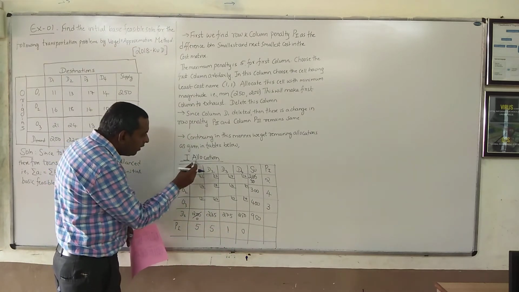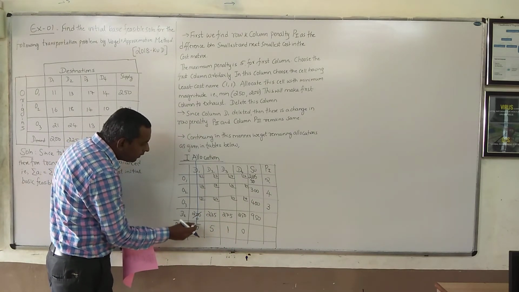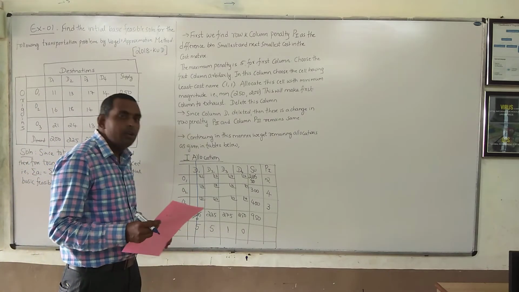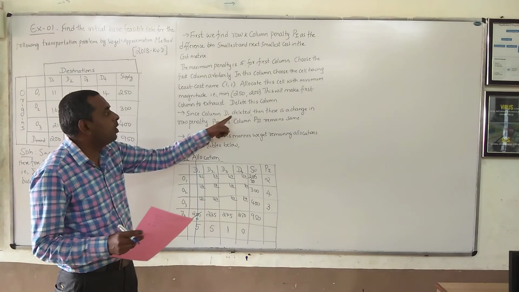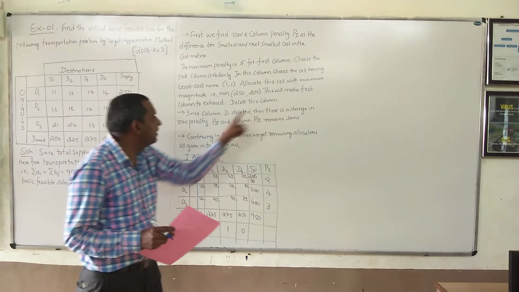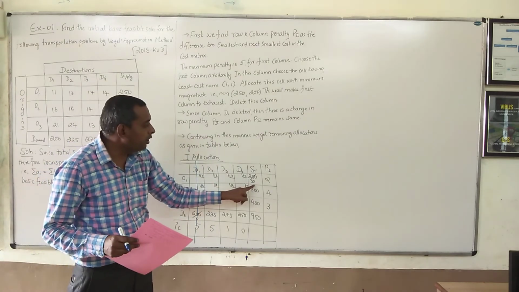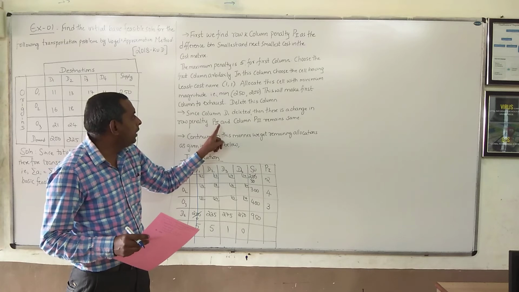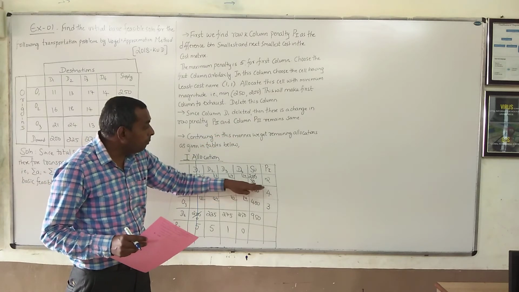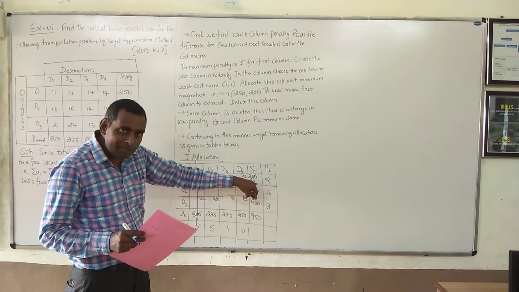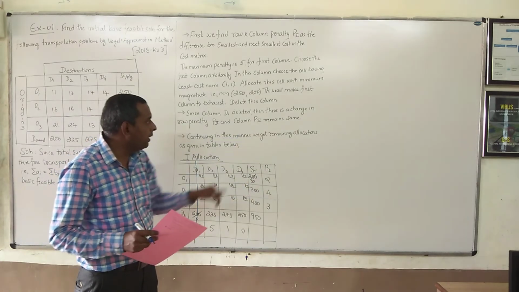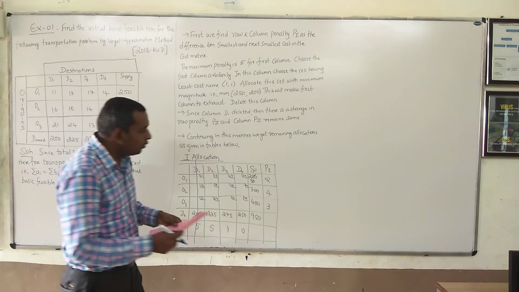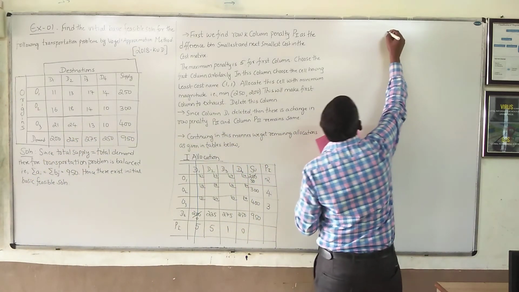So what I do here is remove this, so this column is deleted. Since column D1 is deleted, there is a change in the row penalty. It has become 50 now. So in the P2 row the penalty changes, whereas the column penalty remains the same. Continuing, go for the second allocation here.